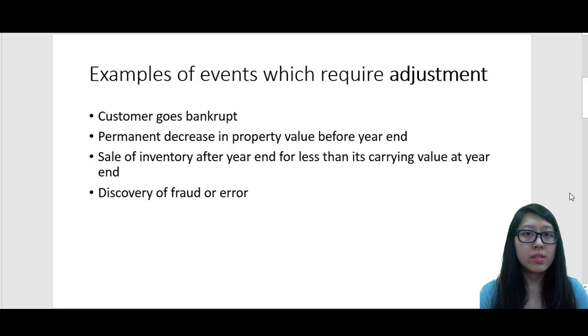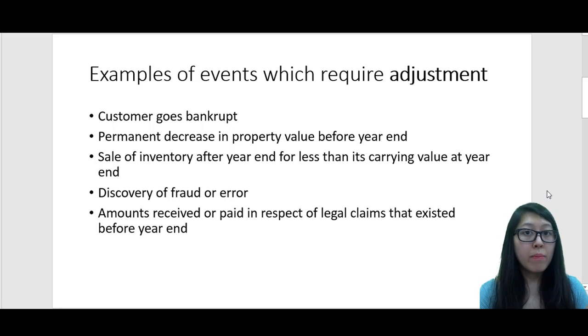Now another example is the discovery of fraud or error which happens after the year end. So in this case, the financial statements were prepared not on a true and fair basis because there are some elements of fraud or error in them. So it's right to do some correction after the year end to fix our financial statements.